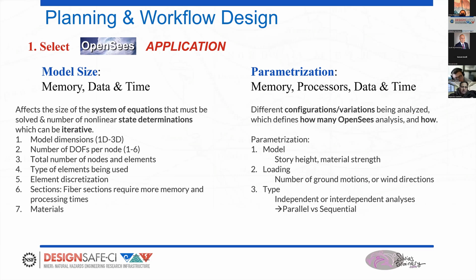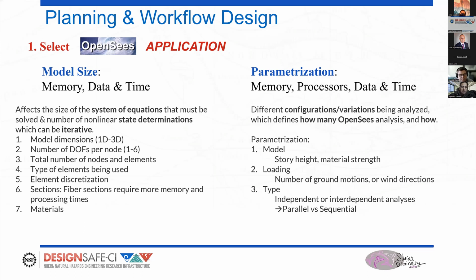So that's on the model size. Then the parameterization is, again, it takes up memory and processors, and it creates more data and time. And it's how many configurations and variations you have in your model or in the loading, right? You can be studying the effect of material strength, or the number of stories, or the story height, or you can have different variations of ground motion scaling. Maybe if you're doing wind loading, different wind directions, right?